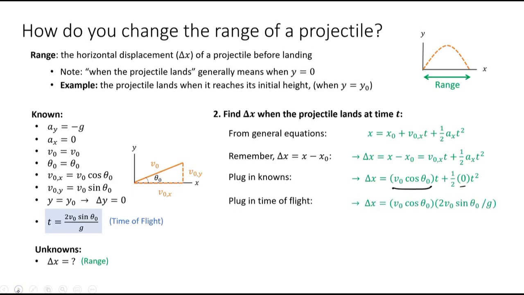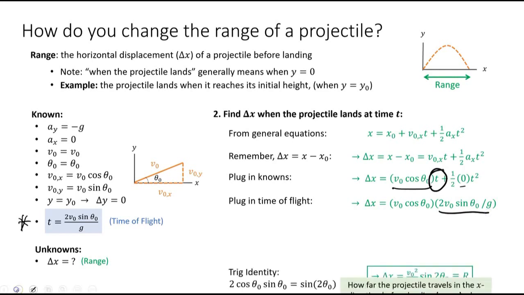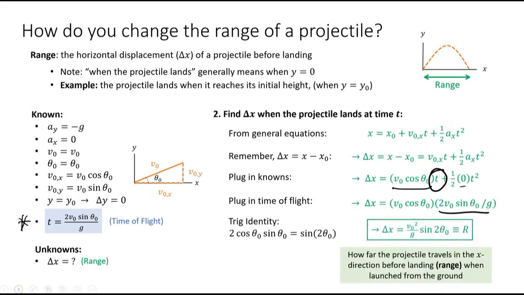Next thing, I just plugged in my time of flight, which we found from analyzing the motion in the y direction. So I plugged in that time of flight for my time t here, because remember, that's going to be the final time in this particular problem. So I plugged in my time of flight, and then the last step is actually just one simplification here, which comes from using a trig identity. Don't worry if you don't remember this trig identity. You are not expected to remember it. We're just using it here because it's going to make our future analysis of how we can change the range of a projectile a little bit easier.